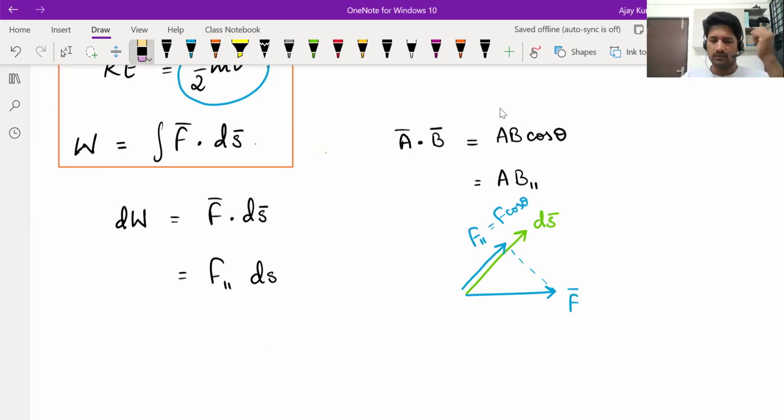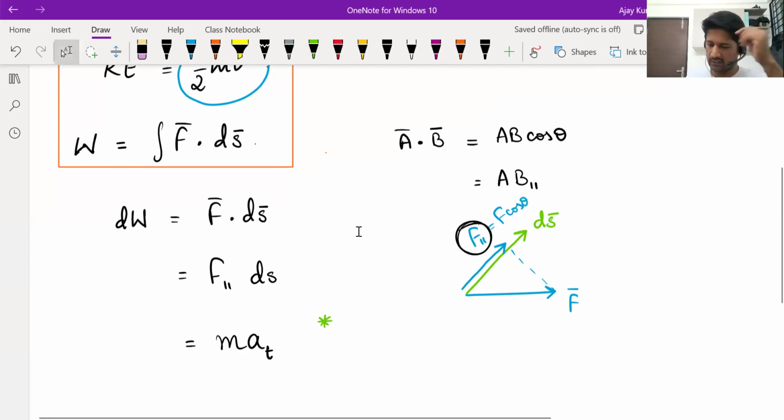Now one of you tell me, what does tangential force do to an object? The component of force in the same direction as the motion of the object, what does it do to the object? It changes the speed, correct. So that component of force which is parallel to displacement can be written as mass multiplied with tangential acceleration. I'm writing tangential force as mass into tangential acceleration. I'll put a star here, because there's a condition involved, you'll understand what it is. And multiply that with ds.